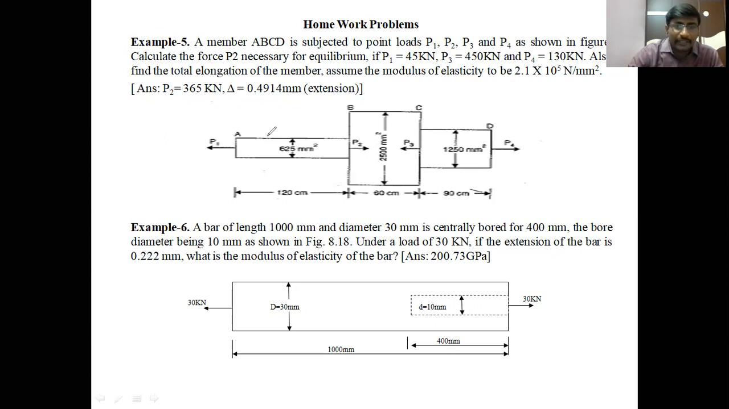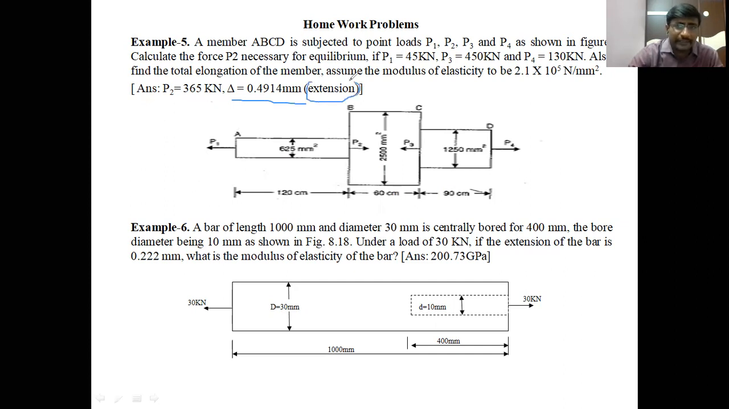Whenever a tensile force is acting on a member, that member elongates. If a compression force is acting on a member, that part contracts. So like that you have to calculate all the elongations or contractions, and the algebraic summation of all of them gives the total extension or total contraction.